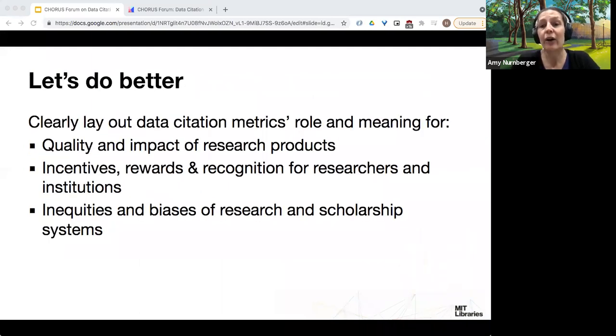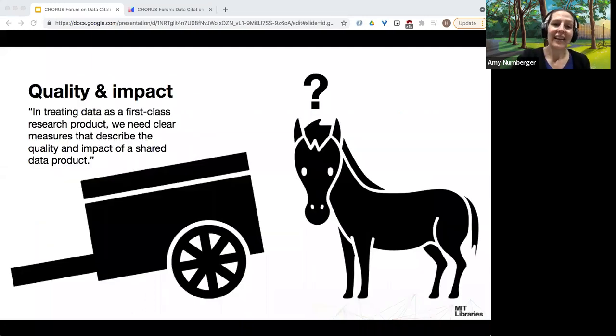If we take the time to clearly lay out data citation metrics' role and meaning for what it means for quality and impact, how do they work into incentives and rewards and recognition for researchers and institutions? And thinking about how inequities and biases can be weeded out rather than worked into these systems. One of the quotes associated with this forum was that in treating data as a first-class research product, we need clear measures that describe the quality and impact of a shared data product. I agree that those need to be developed, but I would advocate that we actually start doing data citations before we hold ourselves back saying, what are the metrics associated with these? Let's start doing the data citation, get that horse out in front of the cart. Let's let things work, and then we can start thinking about the metrics.